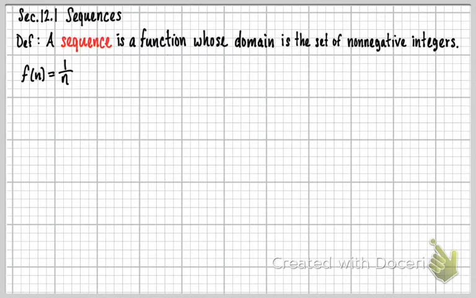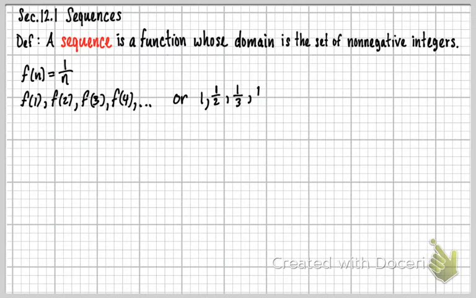When I plug in a 1 here, we call that f of 1. So my list would be f of 1, f of 2, f of 3, dot dot dot. Or I could write it as 1, 1/2, 1/3, 1/4, dot dot dot.